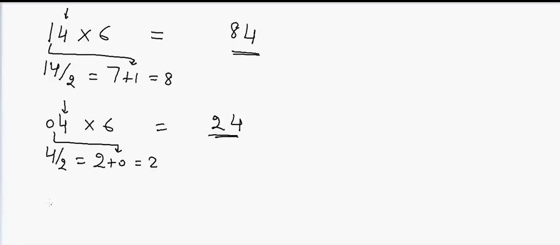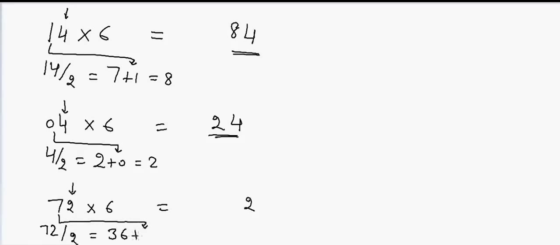Let's do something more difficult. If I have to multiply 72 by 6, in that case, the last digit is 2, so we'll write a 2 here, and then half of 72. So 72 divided by 2 is equal to 36, and then we'll add the first digit. So 36 plus 7 is equal to 43. So the answer will be 432.